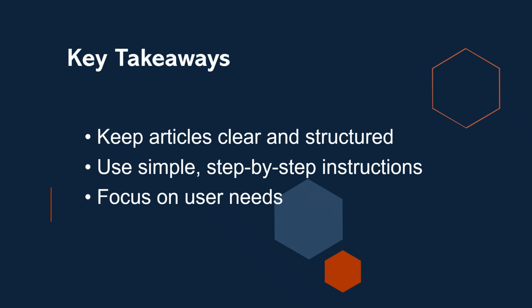In summary, an effective knowledge base article should be clear, structured, and easy to follow. Focus on the user's needs, use simple language, and present information step by step. When done well, knowledge base articles improve efficiency and reduce support requests.